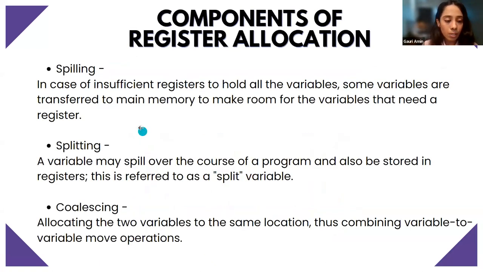These are the other terms: spilling, splitting, and coalescing. So spilling is basically when we need to allocate some variables to registers, but there are not enough registers. So what we do is the variables go back into the main memory. Splitting is we split the live ranges, and coalescing is allocating two variables to the same location. Thus we combine the operations.